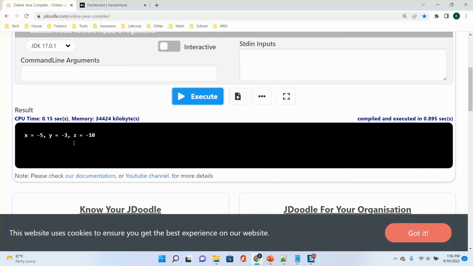Negative 5 divided by 2 is negative 3, and z is negative 10. So the left shift is always times 2, and the right shift is divided by 2. But now it's negative 5. Negative 5 divided by 2, the quotient is negative 3. It's not negative 2. You think about the y.